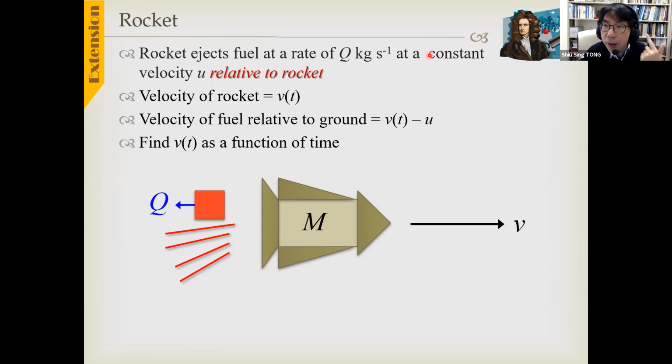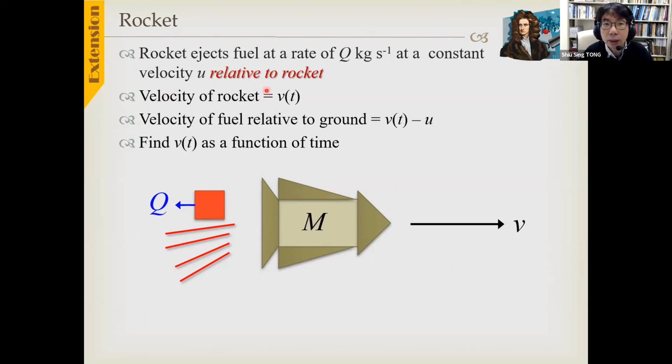Now, the fuel is ejected at a constant velocity, but that velocity, which I call u, is relative to the rocket. So relative to the rocket, the fuel is ejected at a constant velocity. But the rocket itself is moving relative to an observer on the ground, right? So relative to an observer on the ground, the fuel is not ejected at a constant velocity, because the velocity of the rocket itself is changing, right? So in order to describe the whole phenomenon, we have to go back. We have to translate this velocity into another velocity that is relative to an observer at rest on the ground.